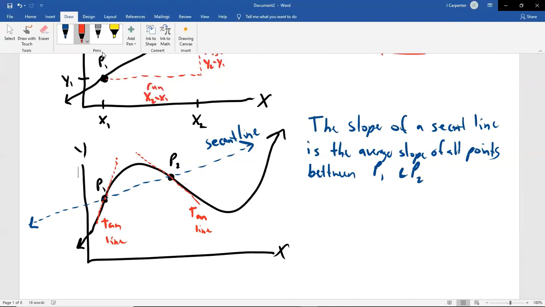Now, what I'm saying is if you measured the slope at the infinitely many points between P1 and P2, if you then added up all those slopes and divided by however many you actually used, that value would be the same as the slope you calculate from P1 to P2. The slope of a secant line is the average slopes of all points between them.